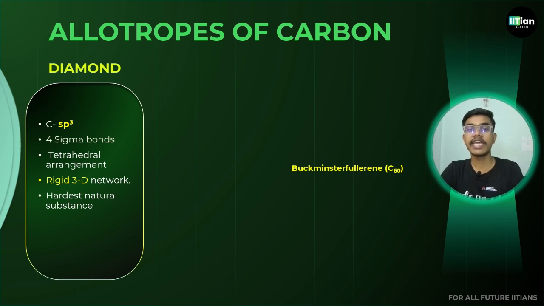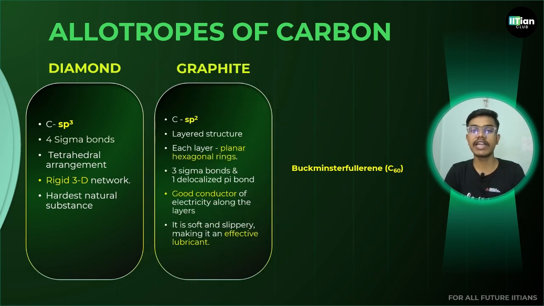Diamond has carbon in sp3 hybridization, and there are 4 sigma bonds forming a tetrahedral arrangement. It's a rigid 3D network, and it is the hardest natural substance known. Next, we have graphite. Graphite has carbon in sp2 hybridization, and it has a layered structure. Each layer has planar hexagonal rings, which have 3 sigma bonds and 1 delocalized pi bond. Because of this delocalized pi bond, it's a good conductor of electricity along the layers. Also, it is very soft and slippery, making it an effective lubricant as well.